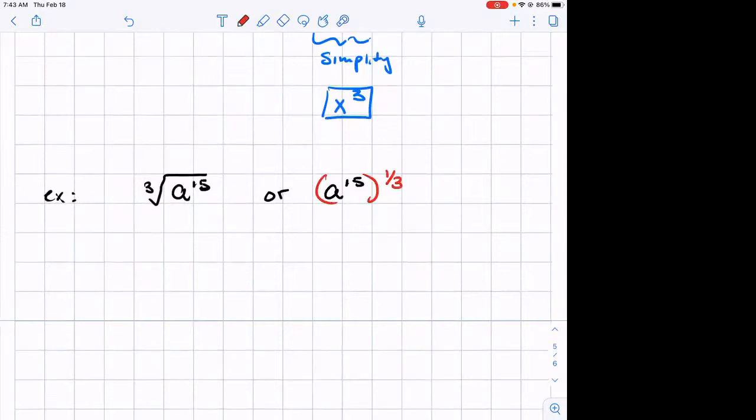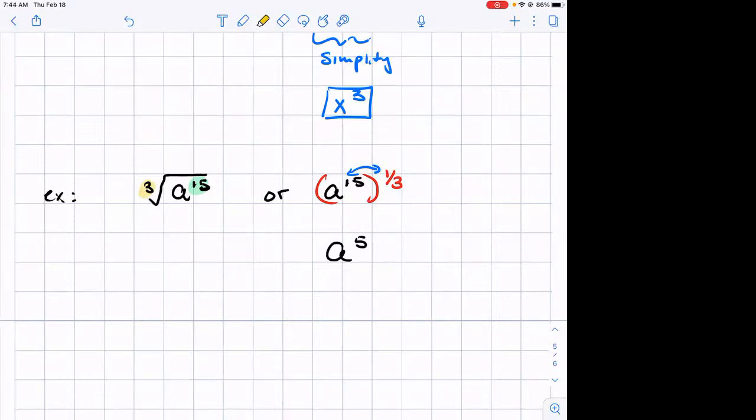And from here, you will see that we can multiply. So this becomes a to the fifth. So notice that when it's written in radical form, this number here has to be divisible by the index. That's really what we're doing.